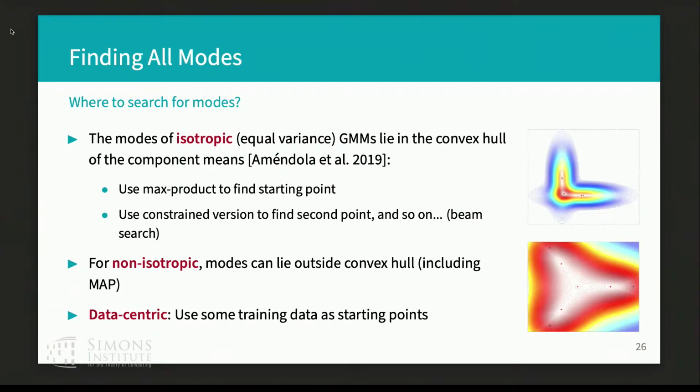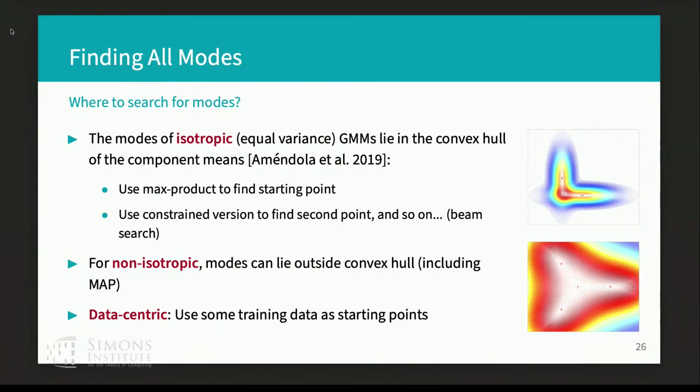So what people have been able to show for Gaussian mixture models is that if the Gaussians are isotropic, if all the Gaussians have the same variance, then you can show that the modes are inside the convex hull of the components' means, right? So this is already something, because then at least we know where to look for the modes. We can start at the components and then refine and look inside and so on.